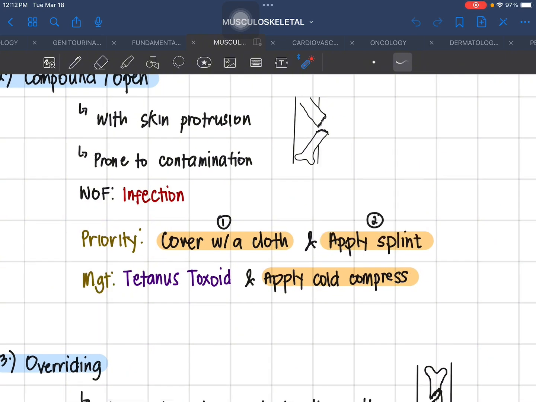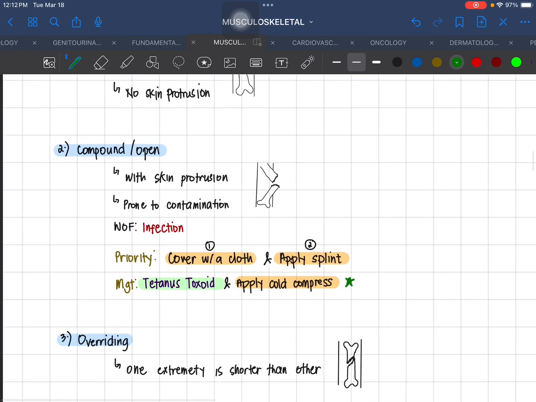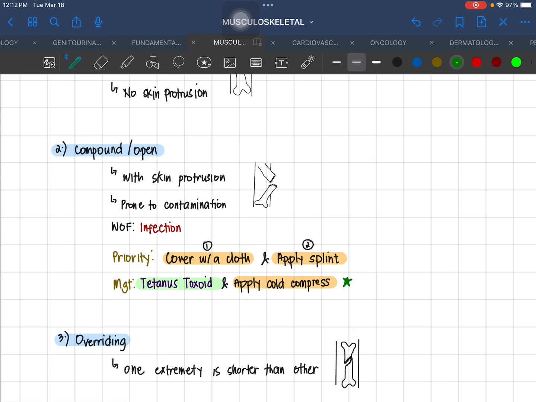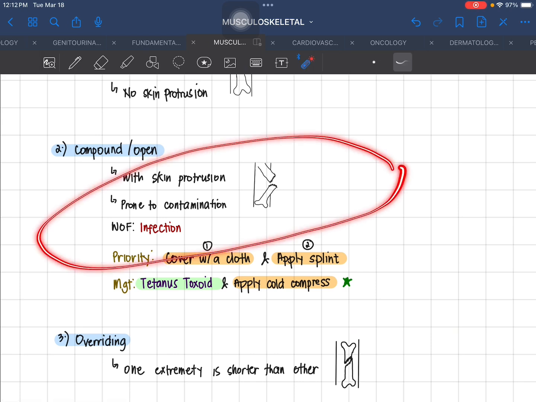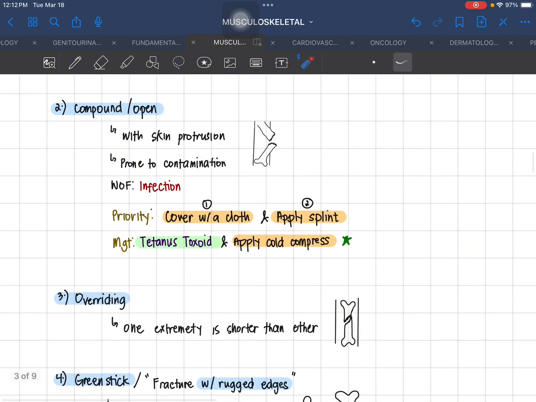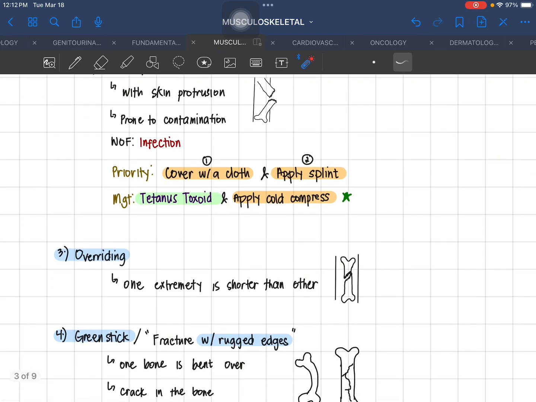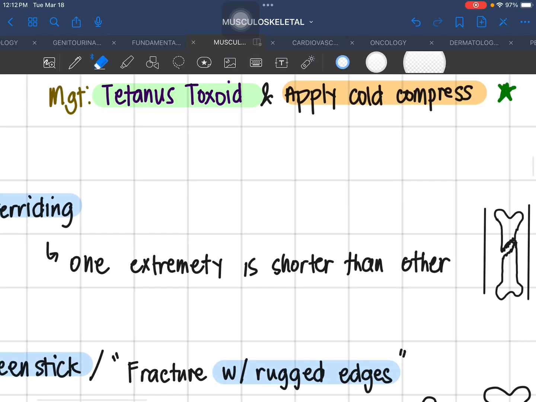Another management, dahil nga at risk for infection, we give tetanus toxoid and apply cold compress. So, highlight natin itong tetanus toxoid. Again, we give tetanus toxoid sa patient na may open fracture, dahil na rin syempre sa infection and bukas siya eh. Next is overriding. Yan, one extremity is shorter than the other.